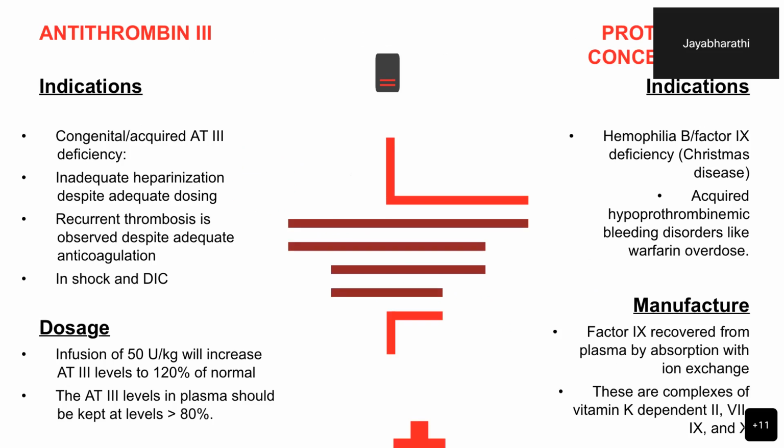Other indications and dosage include that infusion of 50 units per kg will increase antithrombin 3 levels to 120% of normal. The antithrombin 3 levels in plasma should be kept at levels of more than 80%. Prothrombin concentrates are also available, and indications include hemophilia B, factor 9 deficiency, that is Christmas disease, and acquired hypothrombotic bleeding disorders like warfarin overdose.